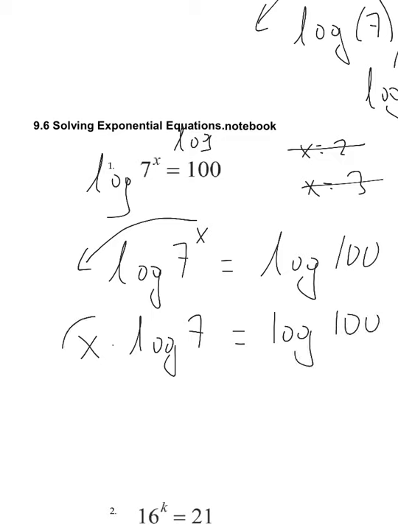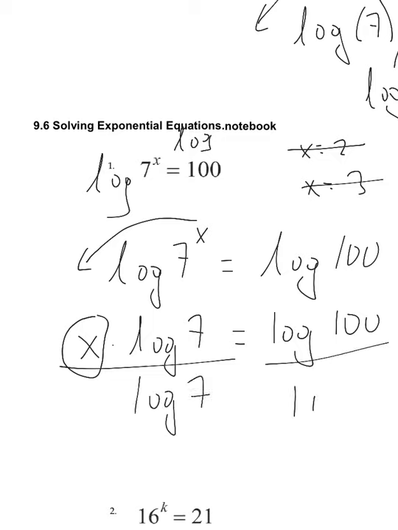Now your job is to get x by itself. Now this is x times log 7. So in mathematics, what's the inverse operation of multiplication? Division. Divide by log 7.